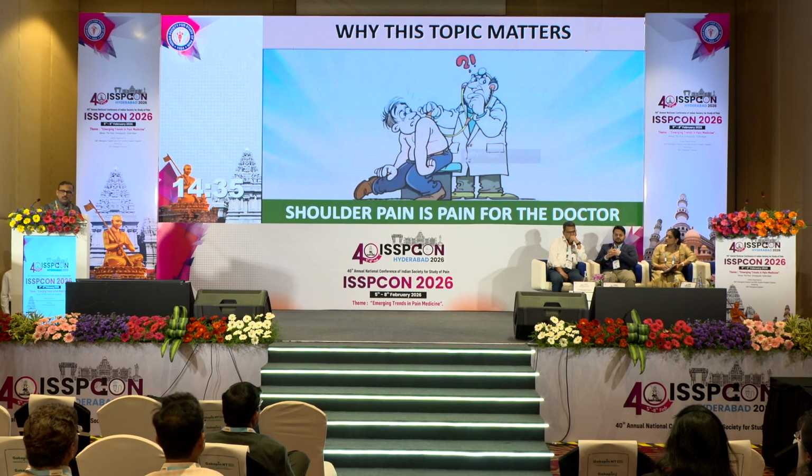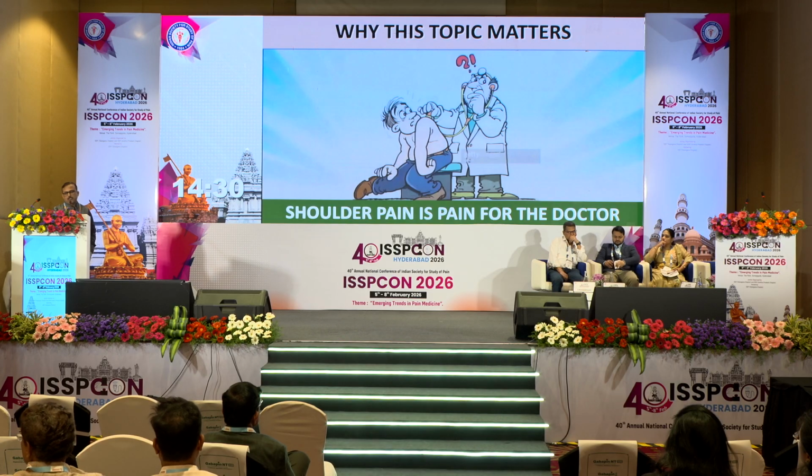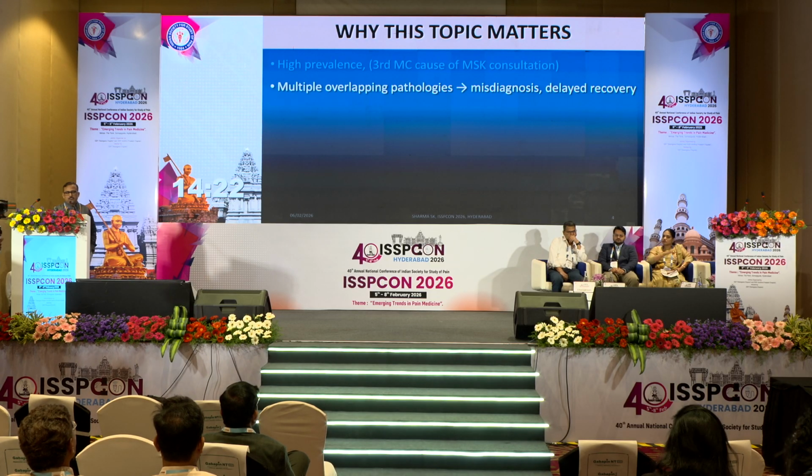So why is this topic important? Because pain of the shoulder is actually a pain for us. And why do I say so? Because of high prevalence, around 70%, the third most common musculoskeletal condition. It's multiple overlapping pathologies leading to misdiagnosis and delayed recovery.